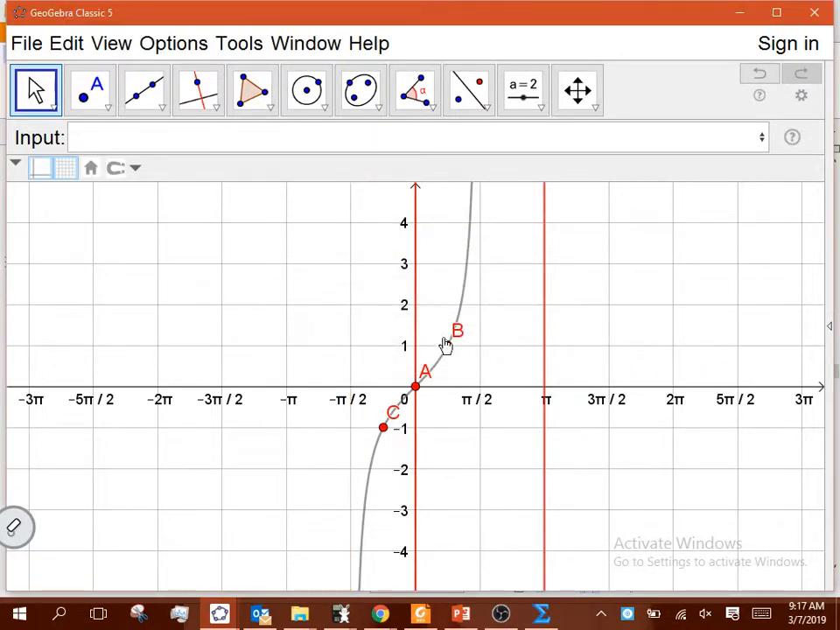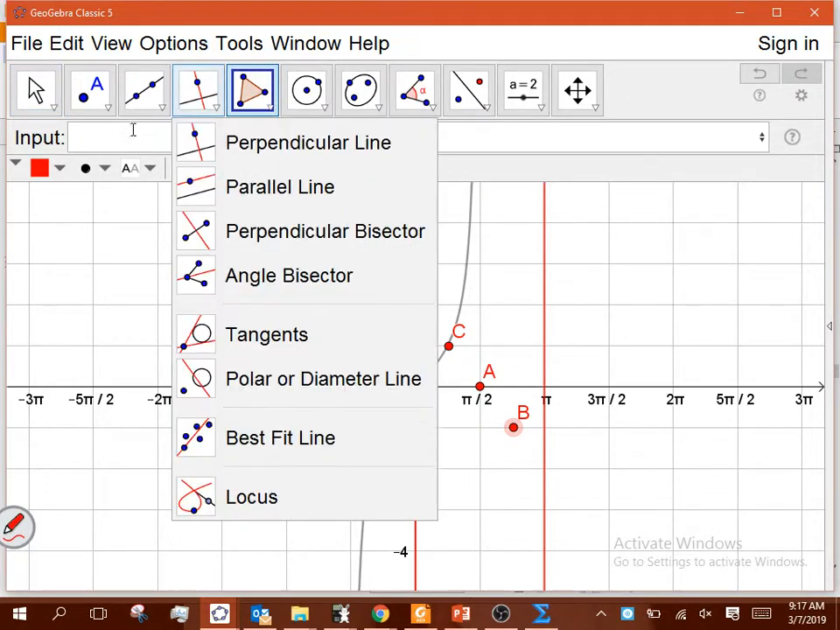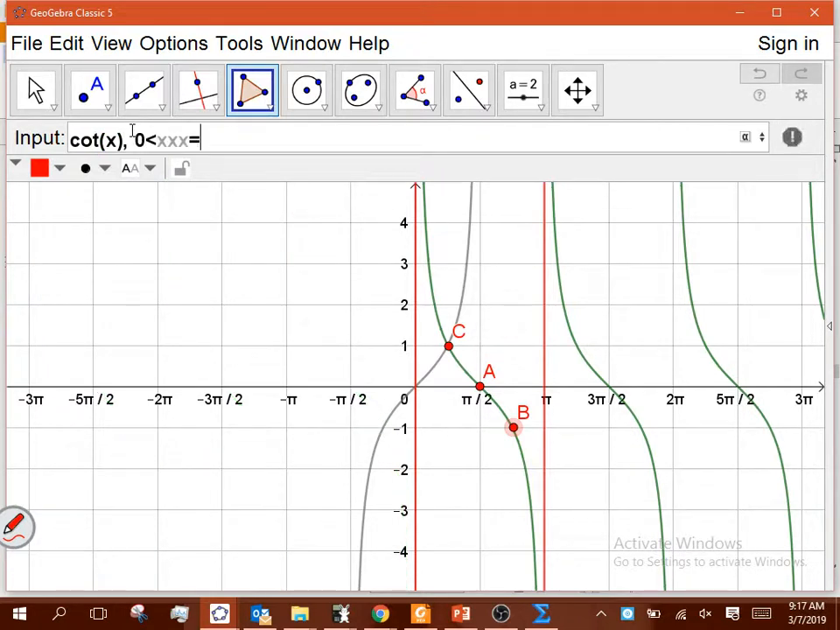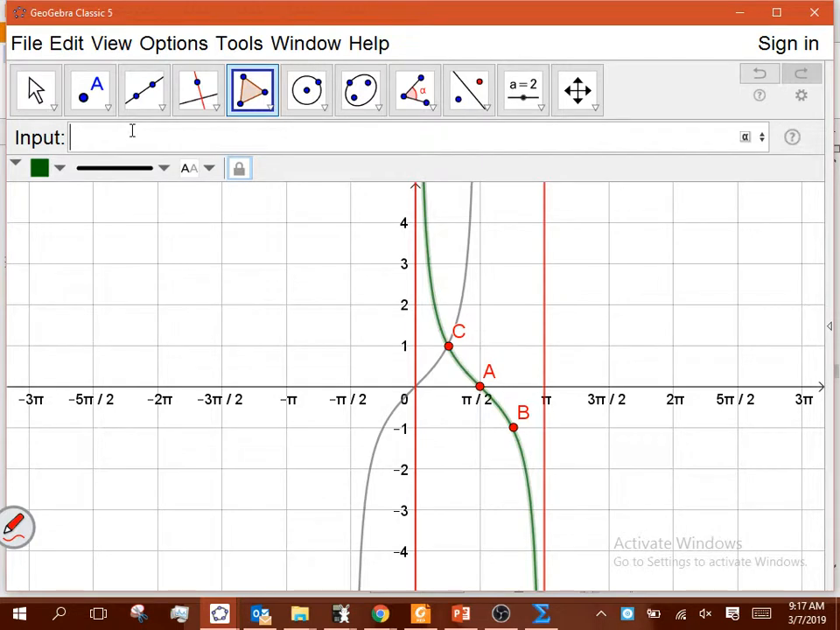Does that make sense? I'm going to take each one of these points. B is going to go pi over 2 units to the right. A is going to go pi over 2 units to the right. C is going to go pi over 2 units to the right. Is that all right? Now I say we need to reflect across the x-axis. Goes up, comes down, and now if I type in the cotangent of x from 0 to pi, that is the curve then that we need. Is that all right? Okay. So that's one way of quickly developing the cotangent if you know the tangent.